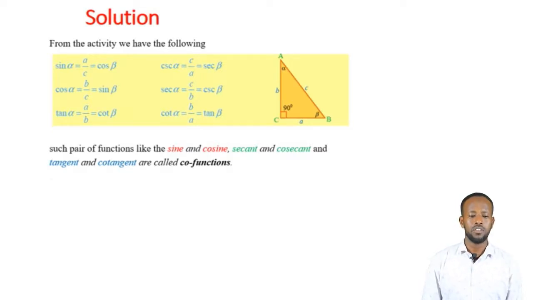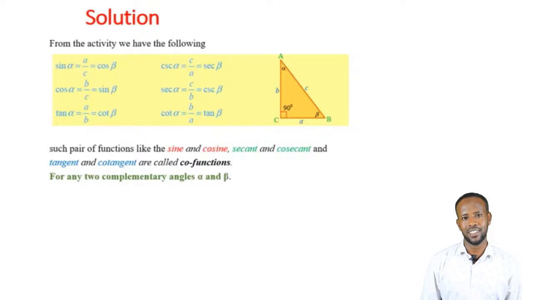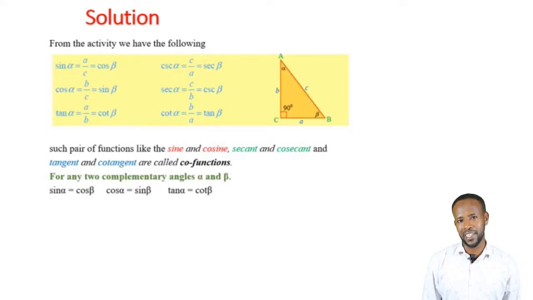Okay. For any two complementary angles, alpha and beta. What are complementary angles? Their sum becomes 90 degrees. For any two acute angles whose sum becomes 90 degrees, it will be like this: sin alpha is equal to cos beta. Cos alpha will be equal to sin beta, since these two are co-functions and the angles they have are complementary.